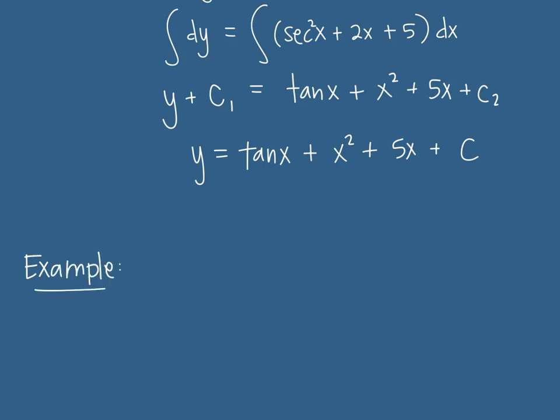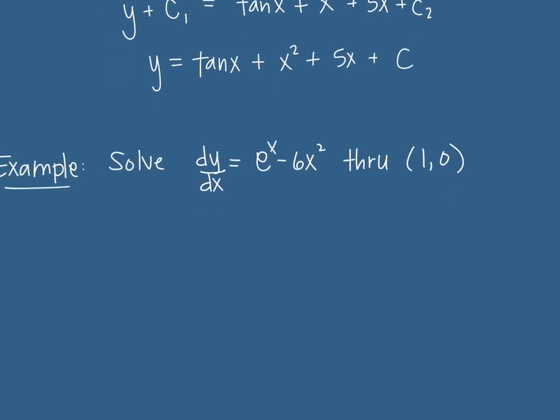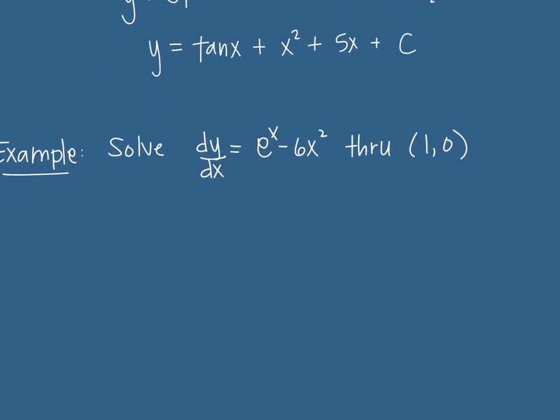All right, so yes, you're anticipating exactly what I'm thinking. The second differential equation we're going to do is to solve dy dx equals e to the x minus 6x squared through the point (1, 0). Having that additional point is going to help us narrow down what the value of plus C needs to be.